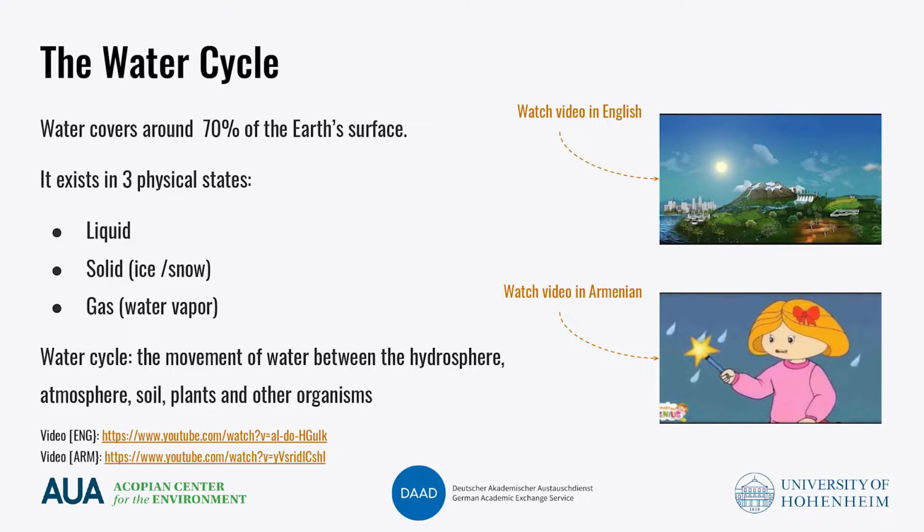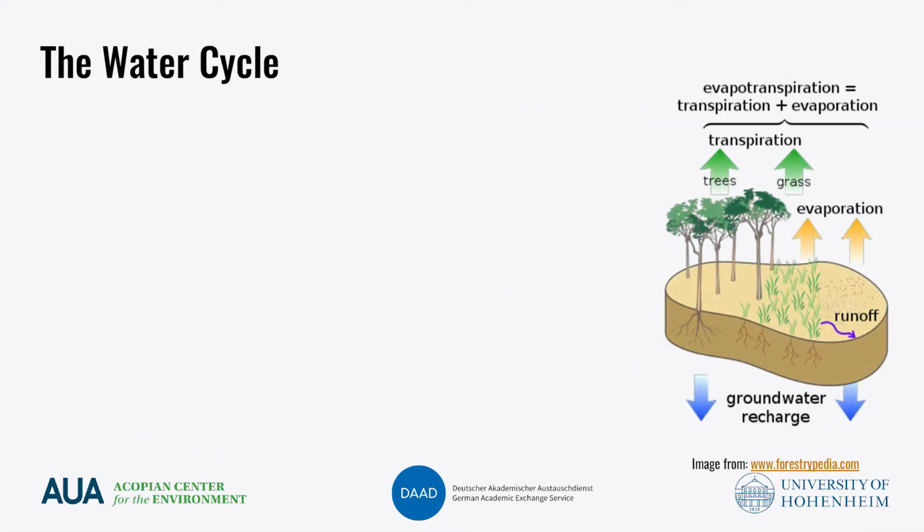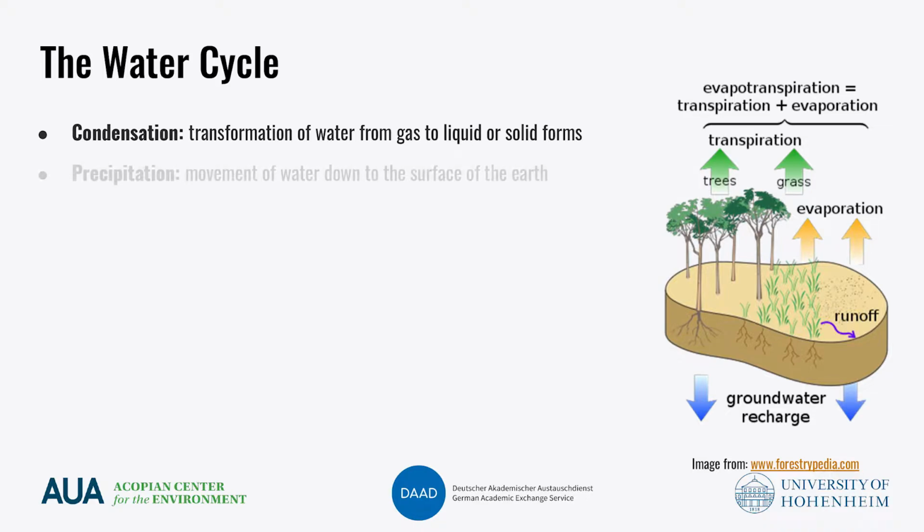The movement of water between the hydrosphere, atmosphere, soil, plants and other organisms is known as the water cycle. The water cycle is made of complex processes that help shape life on the planet. Let's define the key terms used to discuss the water cycle. Condensation is the transformation of water from gas to liquid or solid form. Clouds are water condensed. The opposite of condensation is vaporization or evaporation.